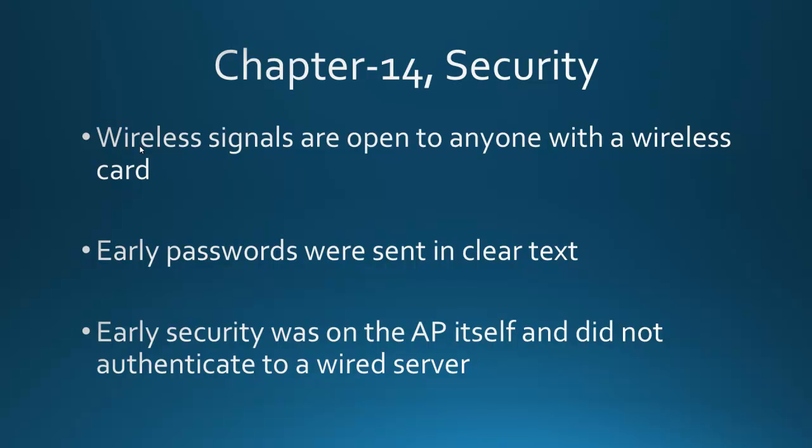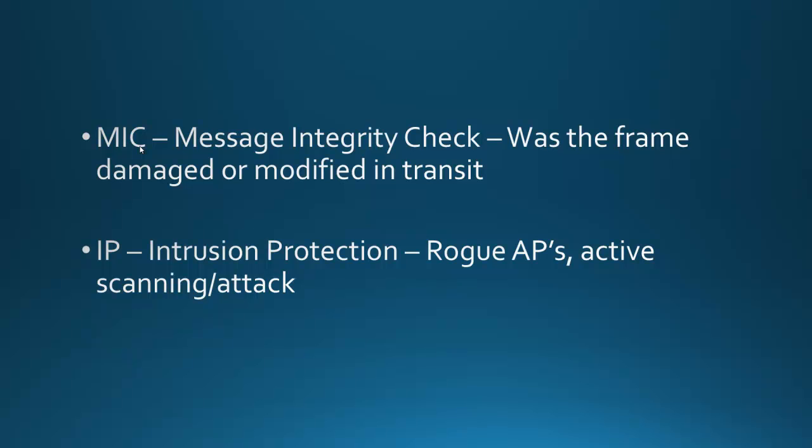All right, then your book talks about MIC and IP. So, message integrity check. Was the frame damaged or modified in transit? So there's some kind of identifier on there that gives a number. And that number can mean, here's the total number of bits, or here's the total number of bits that are ones, stuff like that. And that way when the packet gets to the destination, it can check it to make sure it has not been damaged.